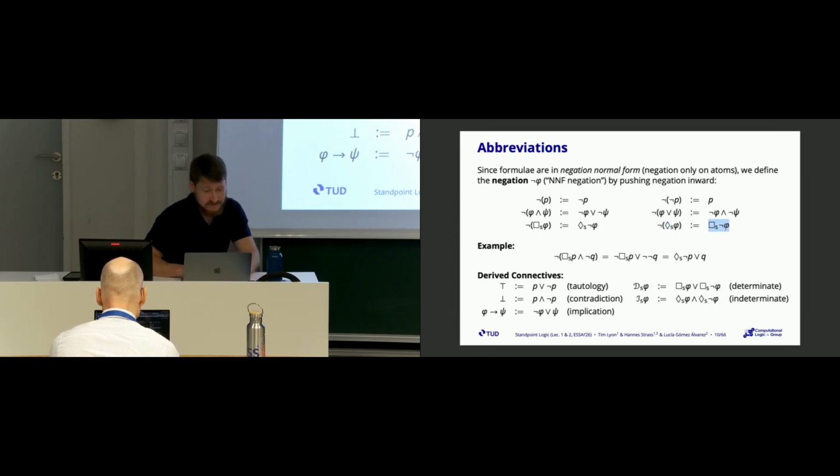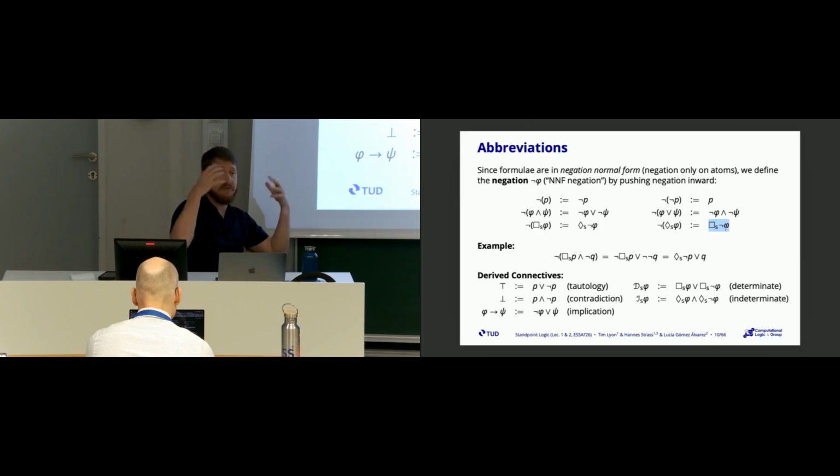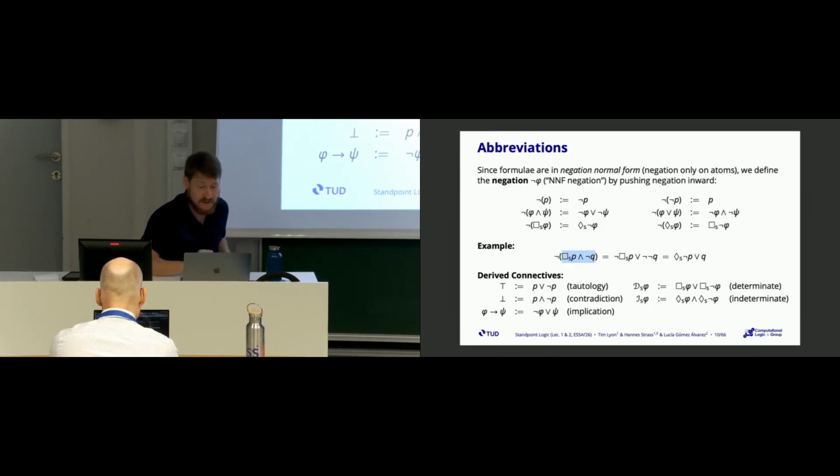So essentially what this function does is it takes a formula from our language and it outputs a formula in negation normal form, which serves as the negation of that formula. Okay? So here's an example of how that works. Here's a formula in our language.